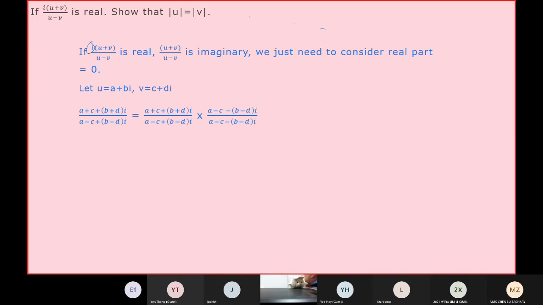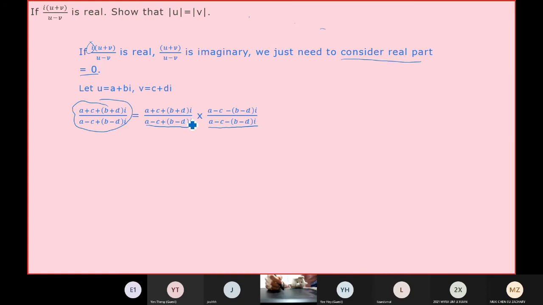Then I whack this in: u equals a plus bi, v equals c plus di. Then I'll get this. Take your time when you substitute in u and v, and then you get a minus c plus b minus di. Rationalize the denominator. Here's the trick: you do not need to expand everything. We just need to consider the real part equals 0. Since rationalizing the denominator means they are conjugates multiplying each other, the denominator will be a real number, so we can leave that.